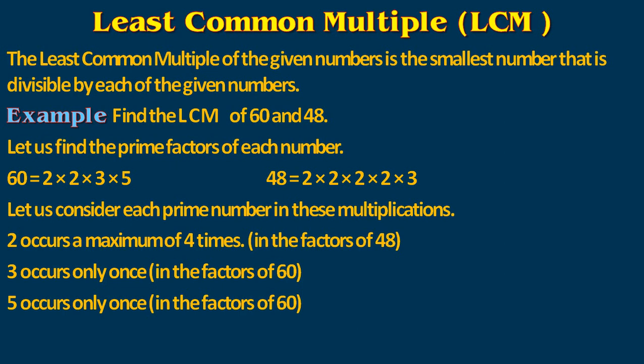Now in 60 you have 2 into 2. But that 2 into 2 is common because in 48 there are 4 times 2. So LCM now becomes 4 times we'll multiply by 2, 3 we'll multiply once, and 5 we'll multiply once. And now the LCM is 10 into 24, that is 240. So the LCM of the two numbers 60 and 48 is 240.